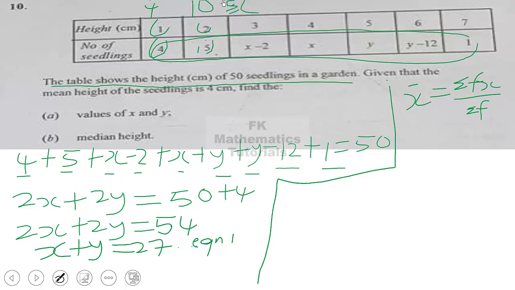3 into bracket x minus 2. When you multiply this, we get 4x. When you multiply this, we get 5y. When you multiply this, we get 6 into bracket y minus 12. Then when you multiply this, we get 7. So we'll add all of these things.